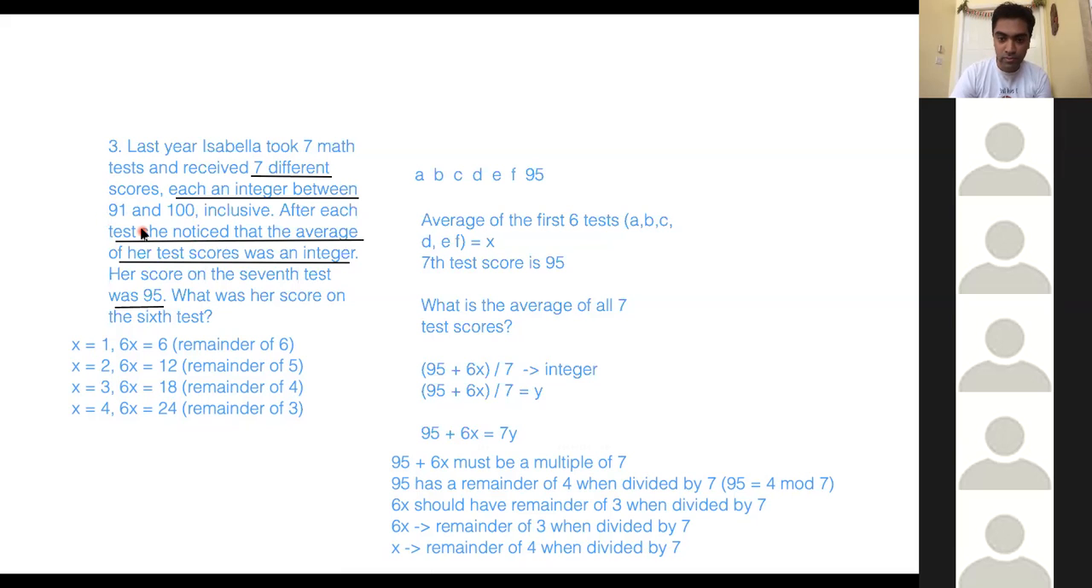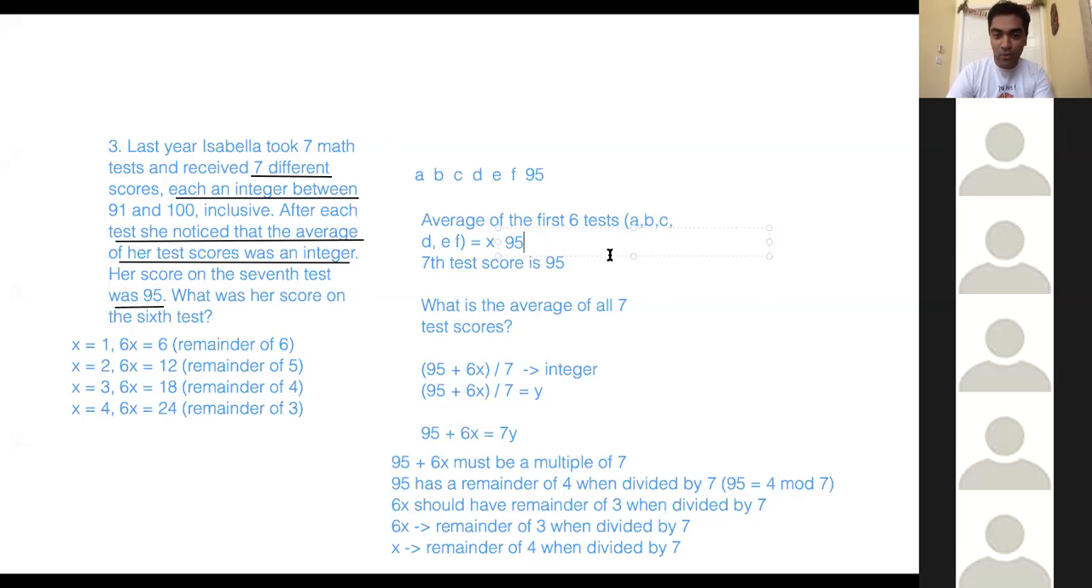X should be 95. Good, 95. And the reason is because we know 91 is a multiple of 7. So remainder of 4 when divided by 7 is 95. And if you try to take the next one, that's 102. So it's not possible to have an average of 102 with scores between 91 and 100.